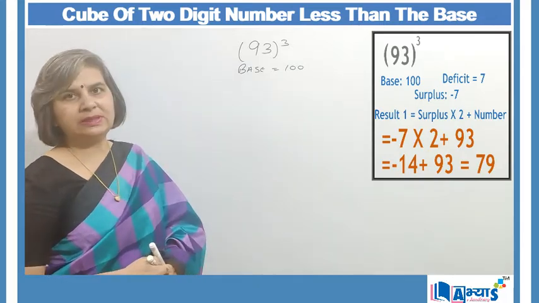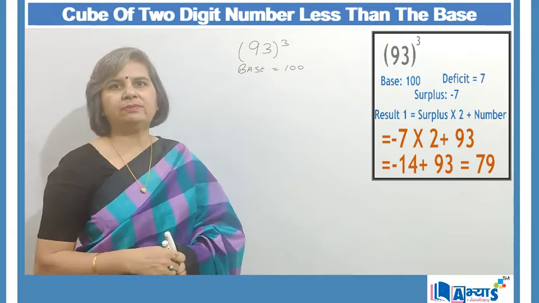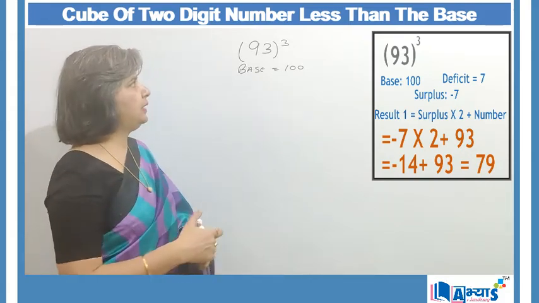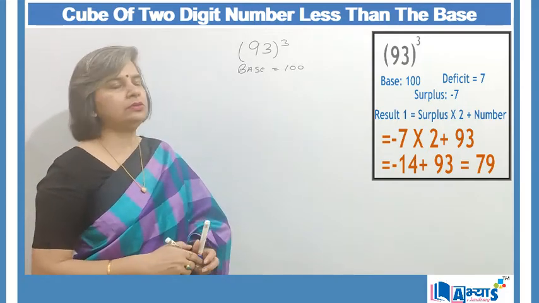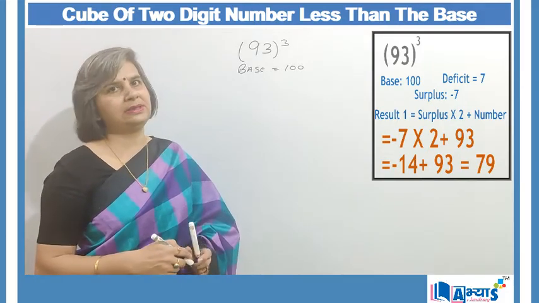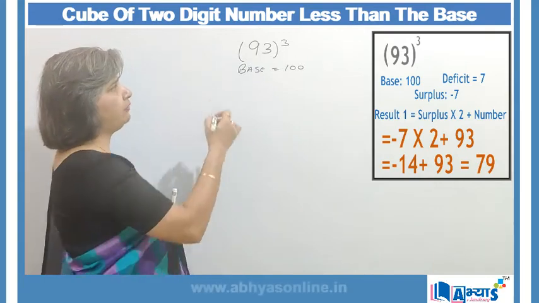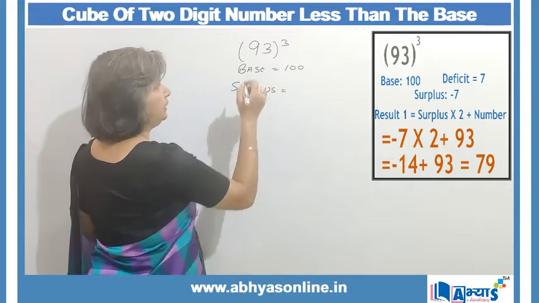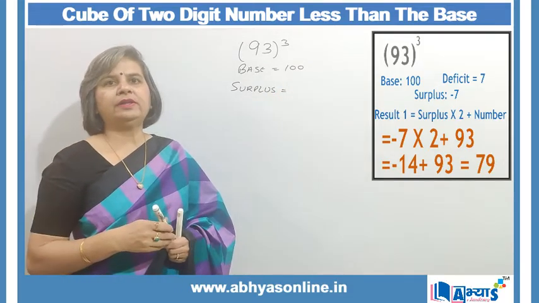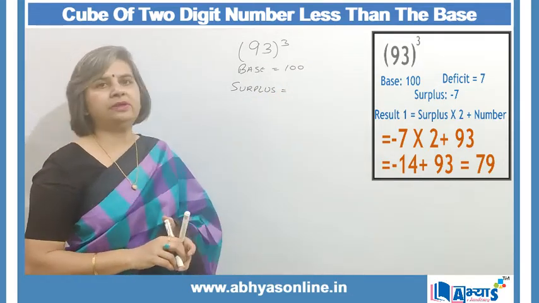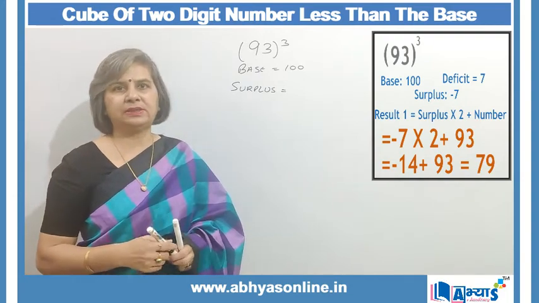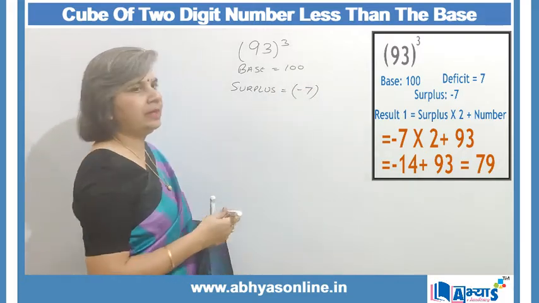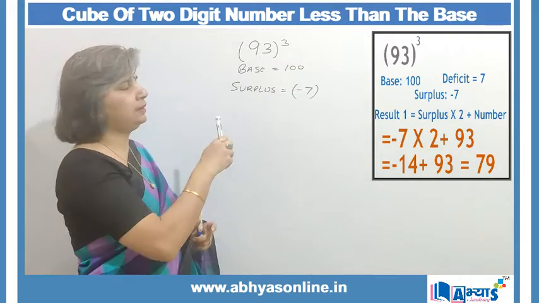I am discussing the Yavadunam method, in which the number is less than the working base. Now as 93 is quite closer to 100, the base is 100 and 93 is less than 100. In step 1, I will find the surplus of 93. That means I will find the number which when added to 100 will give 93, and it is minus 7. So the surplus will be minus 7.